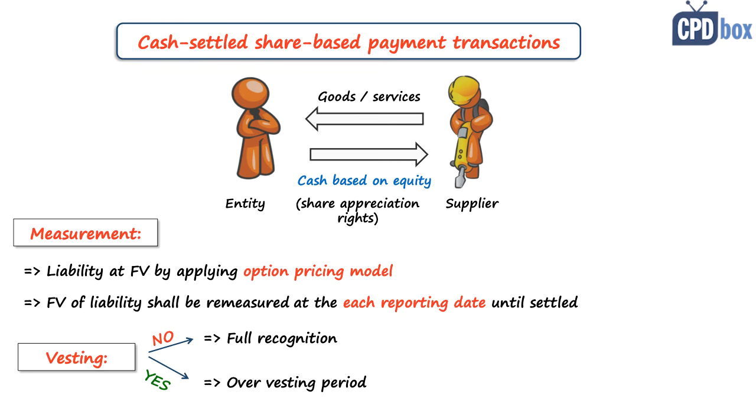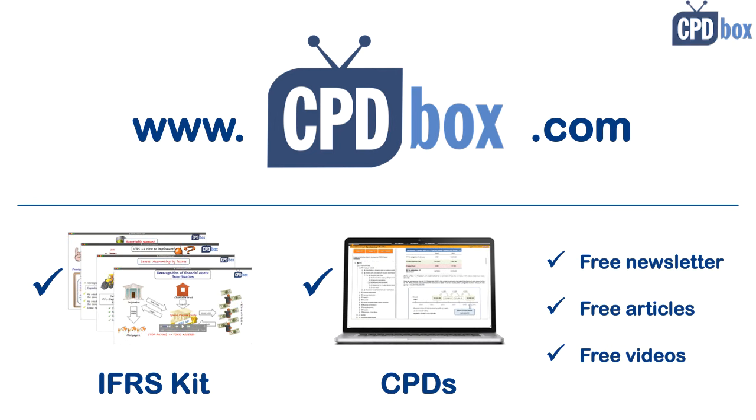The standard IFRS 2 deals also with other issues related to share-based payments, such as modifications, cancellation, and settlement. IFRS 2 also requires certain disclosures and provides guidance on measurement of share-based payment transactions. So this was a very short summary of IFRS 2.